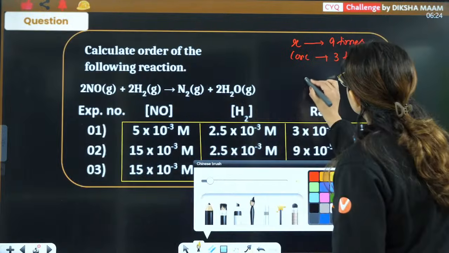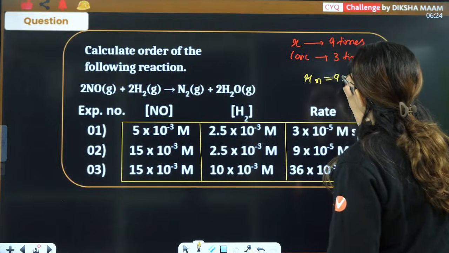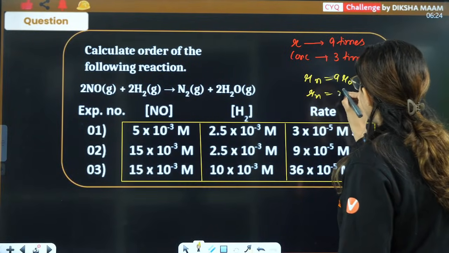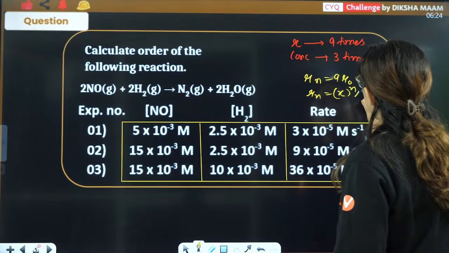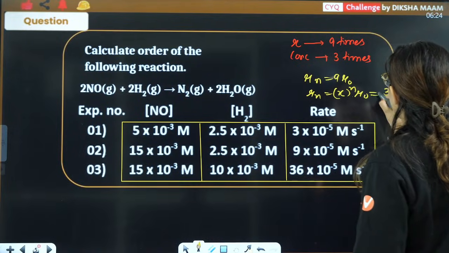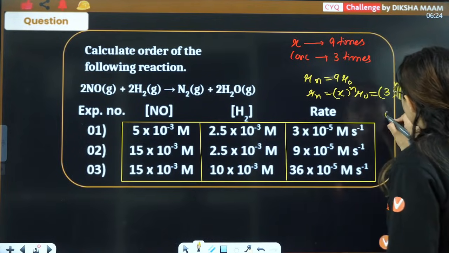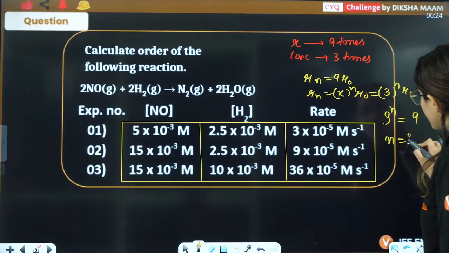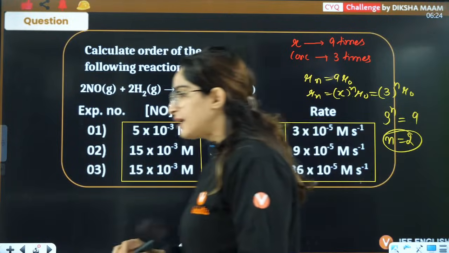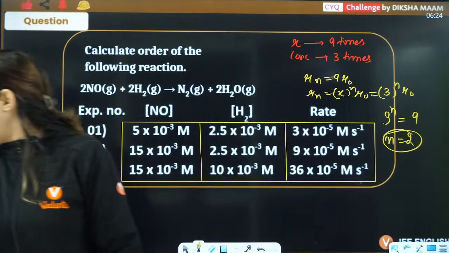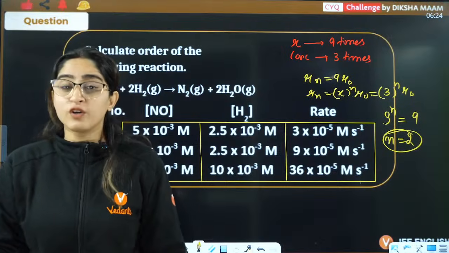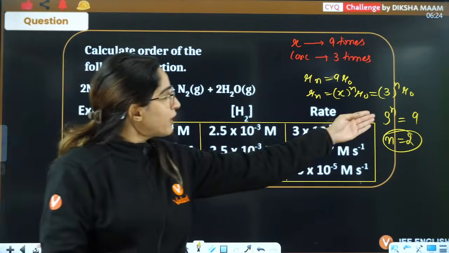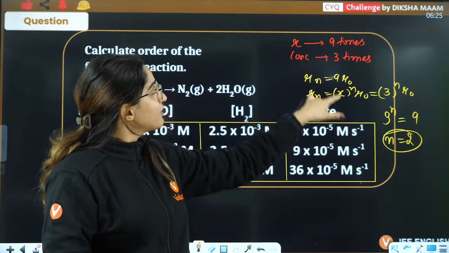You will say rate of new is equal to 9 times rate of old, right? Also, rate of new is equal to x times rate of old. x is nothing but 3 raised to power n times rate of old. So that means 3 raised to power n has to be equal to 9. That means n should be equal to 2. Isn't it? Got it? How is the order 3? How? Do you say 3 raised to power 3 is 9? No. 3 raised to power 2 is 9. This is what I am telling you.